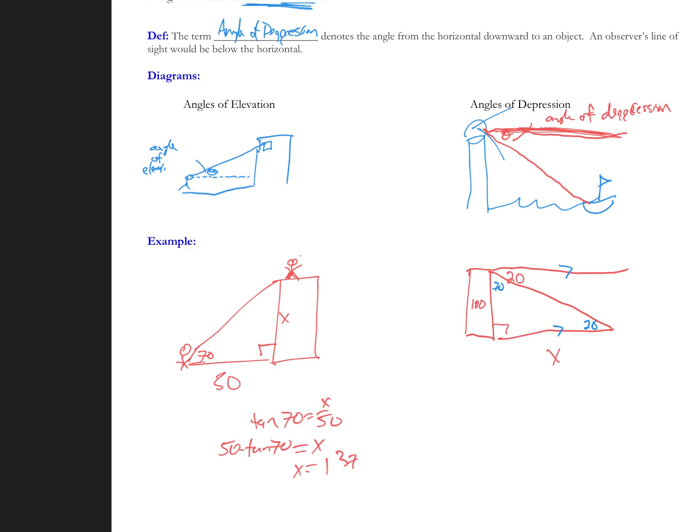So I could either say the sine of, no, I'm not going to use sine, I'm going to use tangent. The tangent of 20 is equal to 100 over x, or I can say that the tangent of 70 is equal to x over 100. Both of them work. I'm going to go ahead and solve it this way. 100 times the tangent of 70 is equal to x, which means that x would be equal to 274.75. So there you have it. There's angle of elevation and angle of depression.